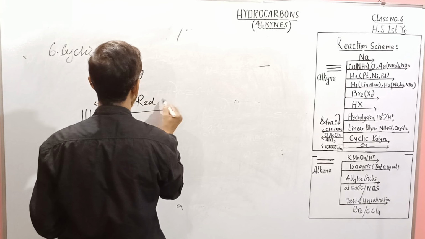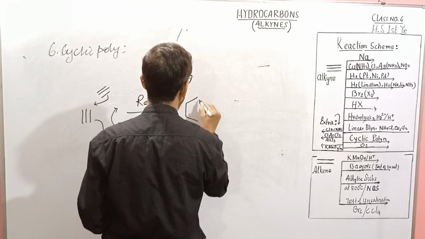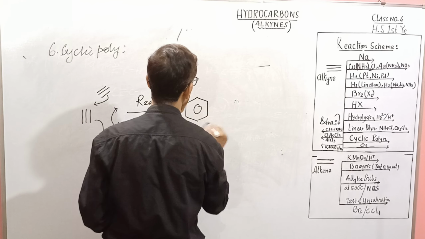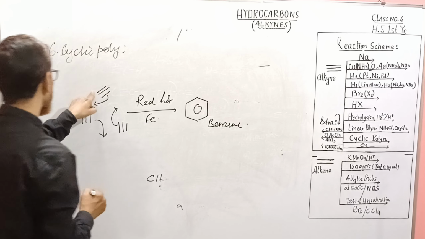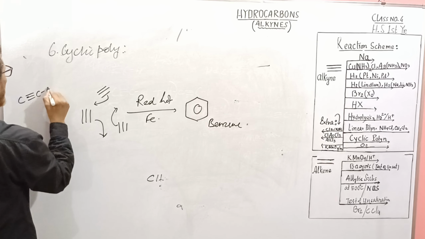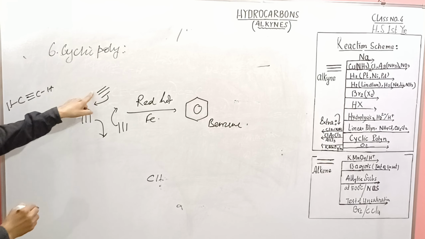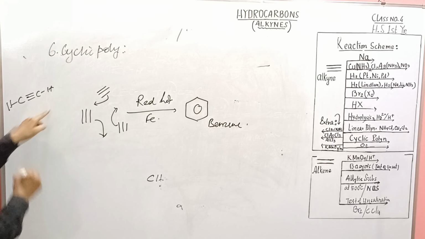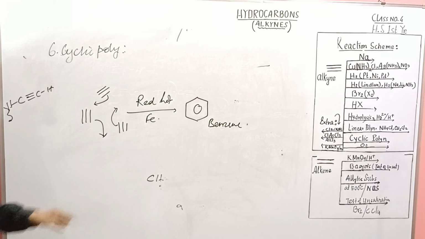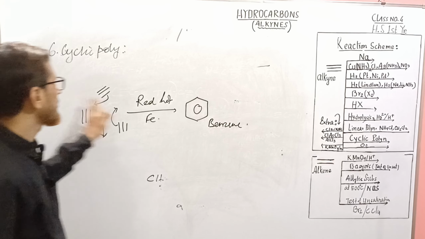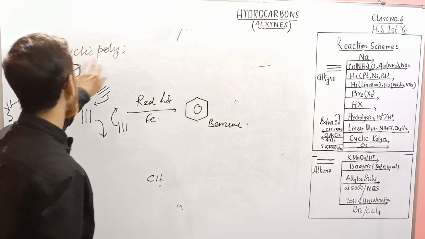Red hot iron. When passed through red hot iron, you will get the aromatic compound benzene. You can write the reaction in this way: 3 acetylene combines to give you benzene when it is passed through red hot iron. That's why it is called cyclic polymerization.